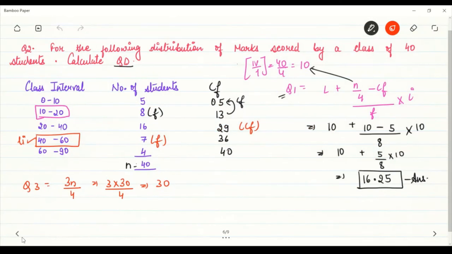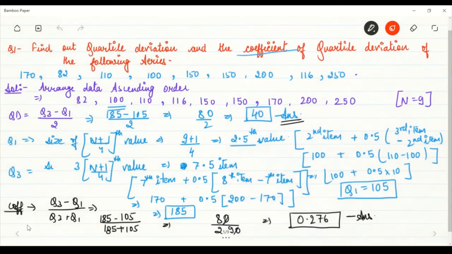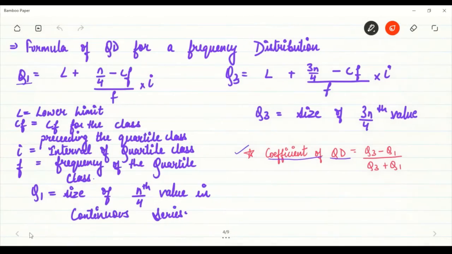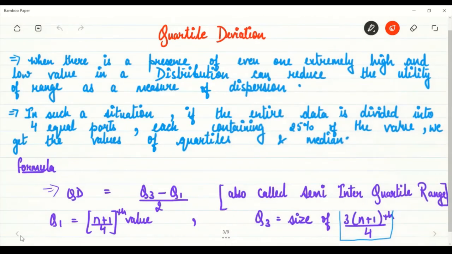I hope guys I was able to make you understand both these questions and the formula that is required to calculate the quartile deviation.